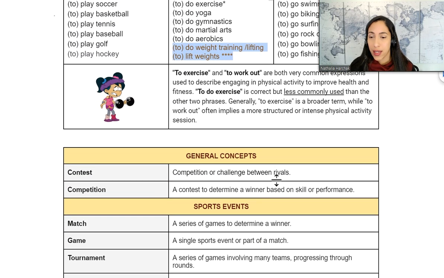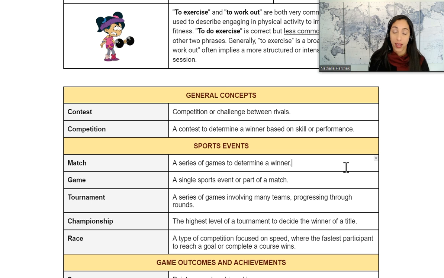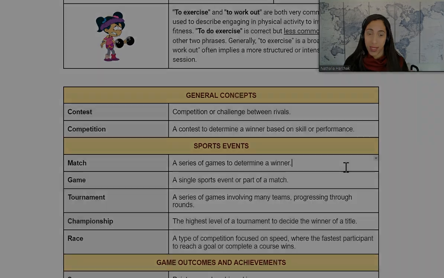Okay, so let's see the general concepts. I have a lot of words that are in the text here with their definitions. So let's see what they are. A contest. This word is not in the text, but I would like to give you a second word, a synonym for competition. Okay, so contest is a competition or challenge between rivals. Competition, a contest to determine a winner based on skill or performance.